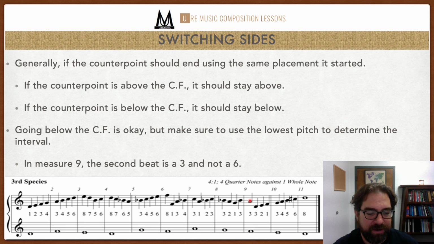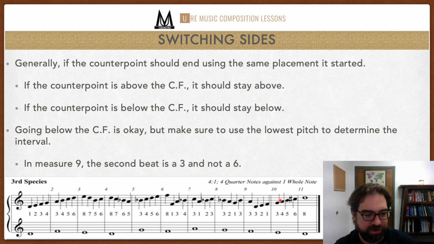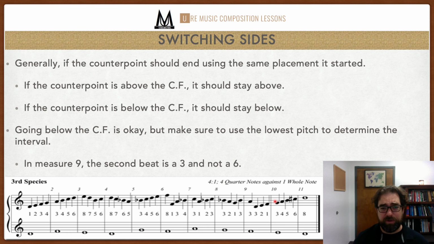So in measure 9, which I started talking about in the last slide, you actually leap below the cantus firmus. So we have a 3 here and a 3 here. You can do this, and you can actually stay below the cantus firmus if you want to. So you can turn your solution that started out above into a solution that ends below. There are examples of that in the literature. More typically, you go below very briefly and then you come back up, like we have here, measure 9 to 10. So it's okay to go below if you want to.